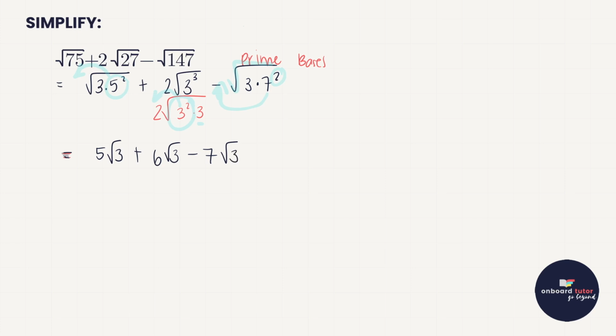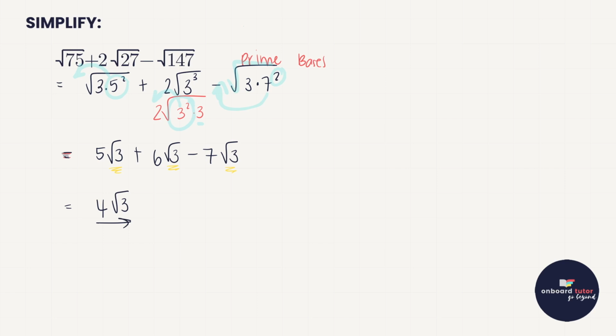7 root 3. And now these function as like terms because they each contain a root 3. So I can add and subtract them just as I would like terms. So 5 plus 6 is 11, and 11 minus 7 is 4. And so our final answer here is 4 root 3.